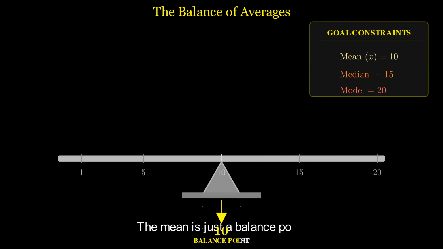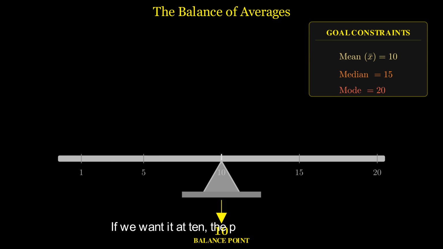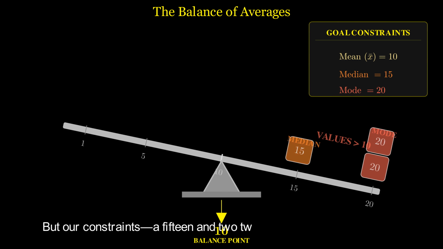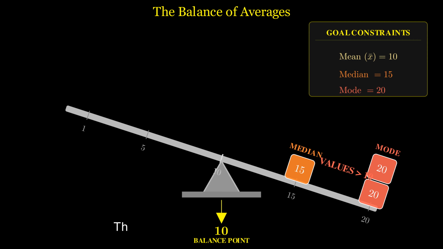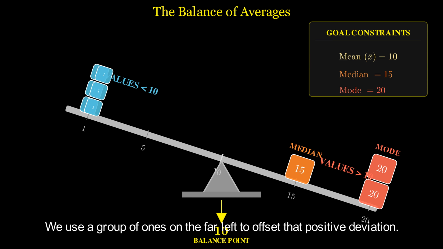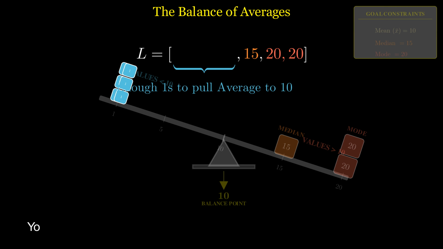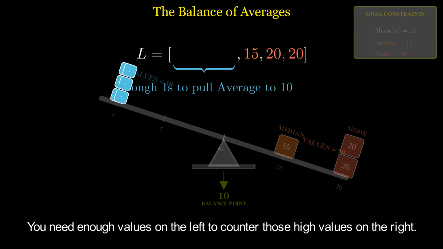The mean is just a balance point. If we want it at 10, the pivot sits right here. Everything else has to cancel out. But our constraints of 15 and 2 20s are greater than 10. They contribute a large positive deviation. To fix this, we need to counterbalance. We use a group of 1s on the far left to offset that positive deviation. This is why small lists fail. You need enough values on the left to counter those high values on the right.